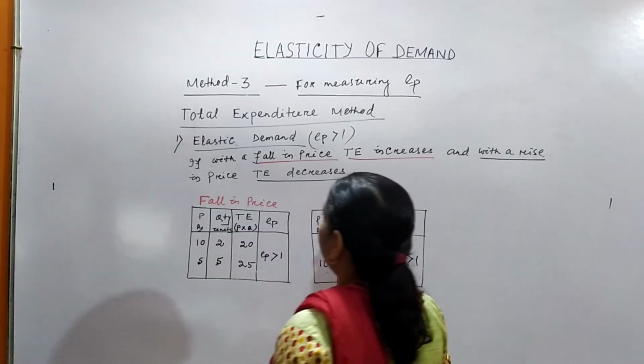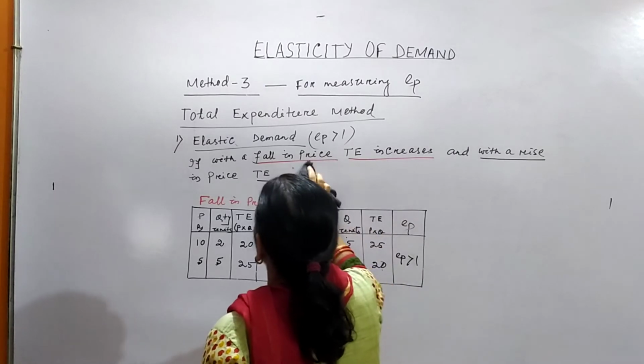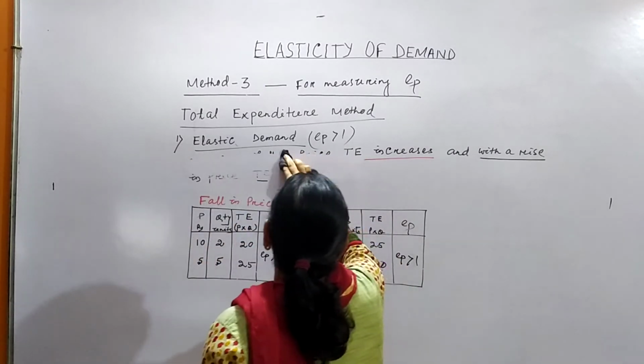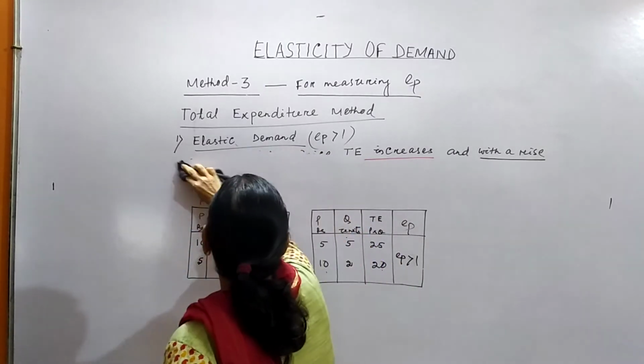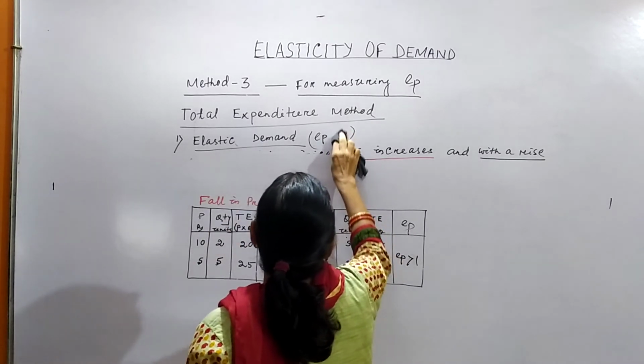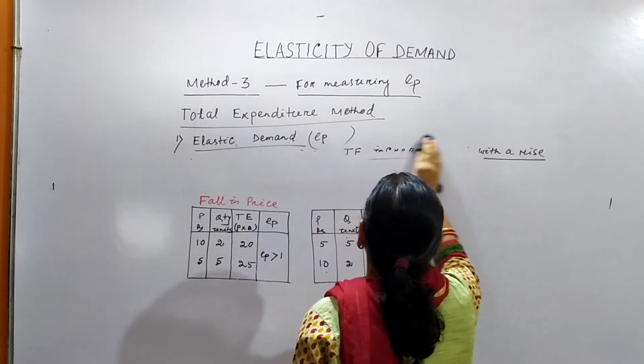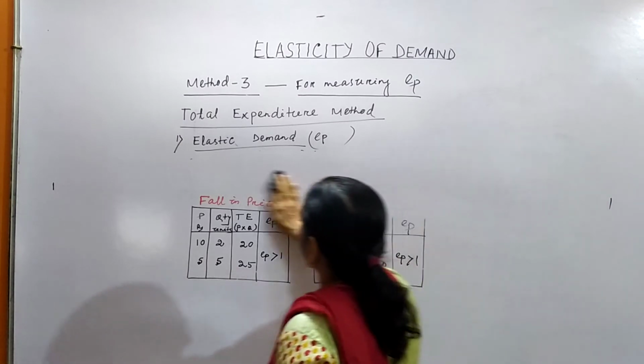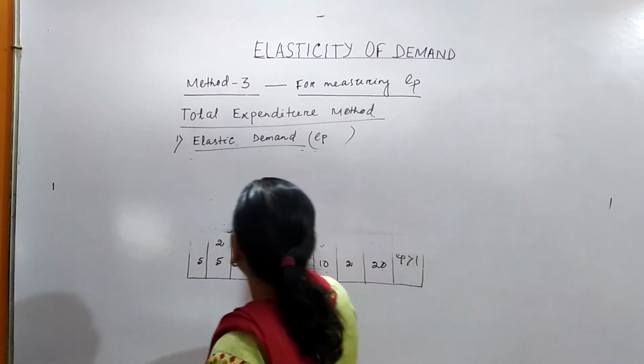So this is a trick you have to remember. This is elastic demand. In this case, the value of EP is greater than 1. Now we will see another type of demand, that is inelastic demand.